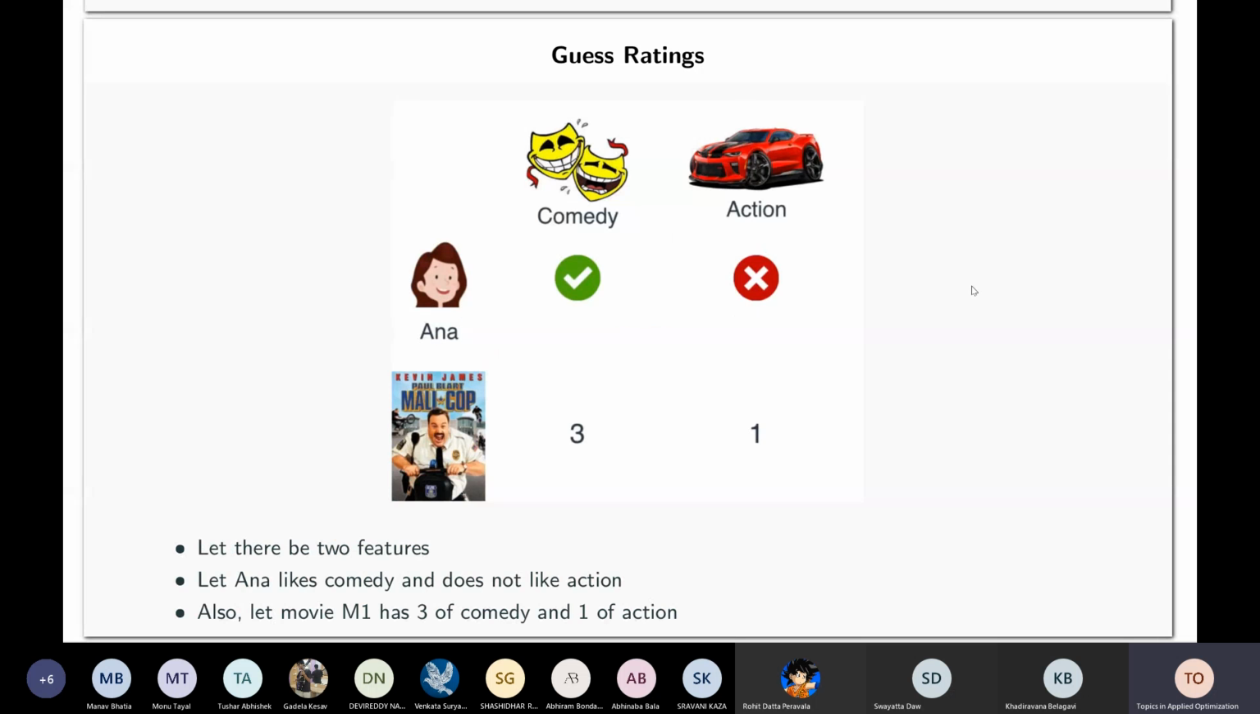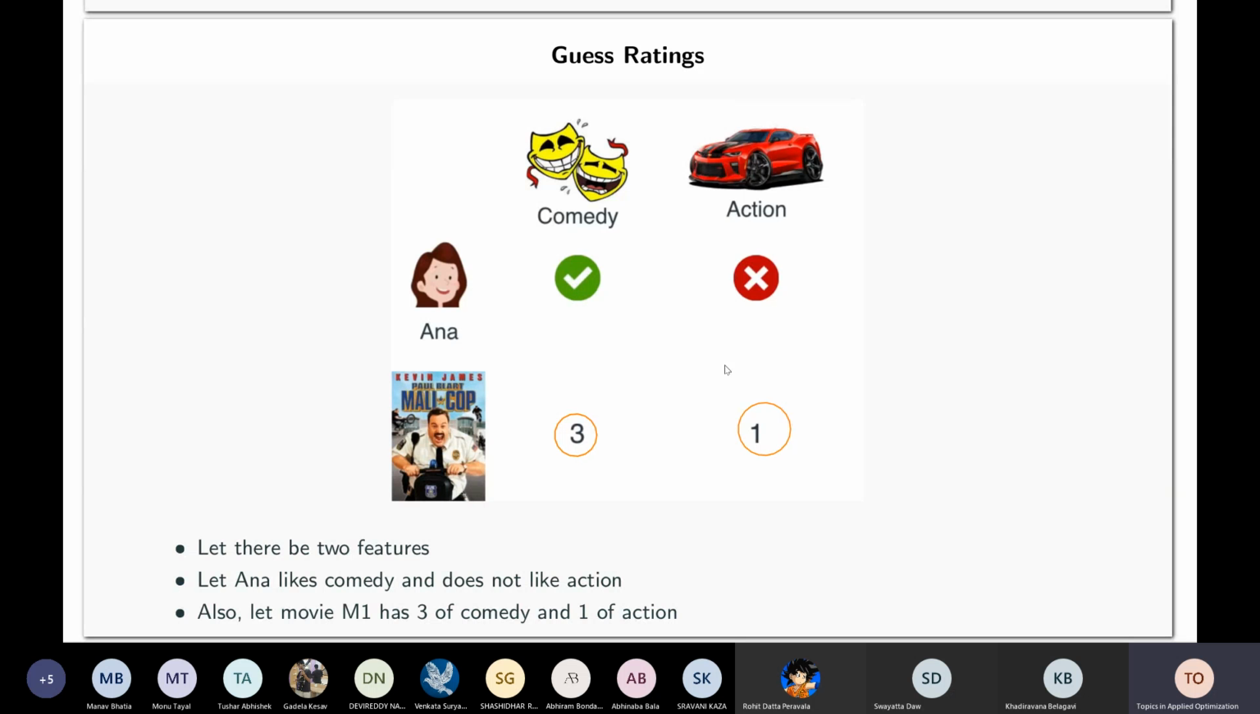To see an example, let there be two features, say comedy and action. Let us say Anna likes comedy, but she hates action. I'm assuming this right now, I did not say that someone told me this. Let us say this movie Mali Cop has three parts comedy and one part action. In a general case it won't be given to me, but this is for this example.